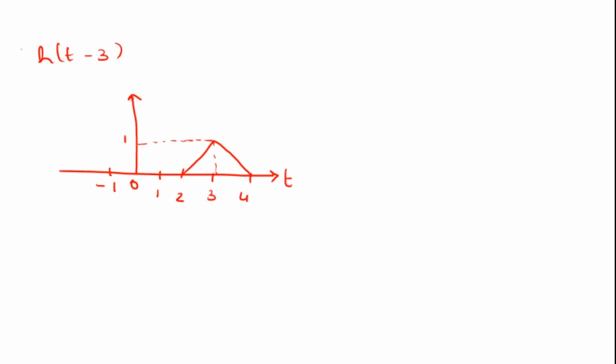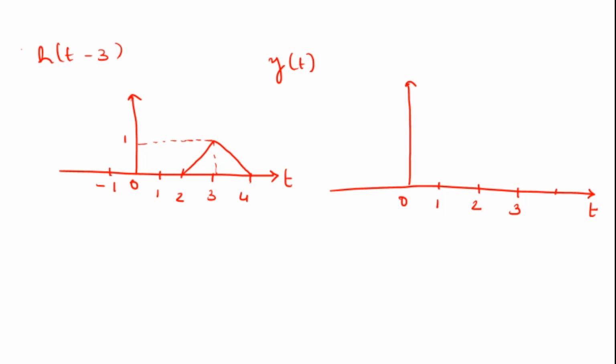So we have to combine h of t minus 1, t minus 2 and t minus 3 to get output signal y of t. Then y of t will be, this y of t, 0, 1, 2, 3, 4. So 0 to 1, 1 to 3 it is 1. This is y of t.